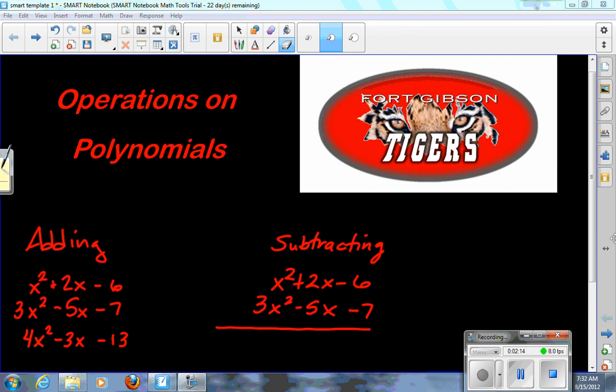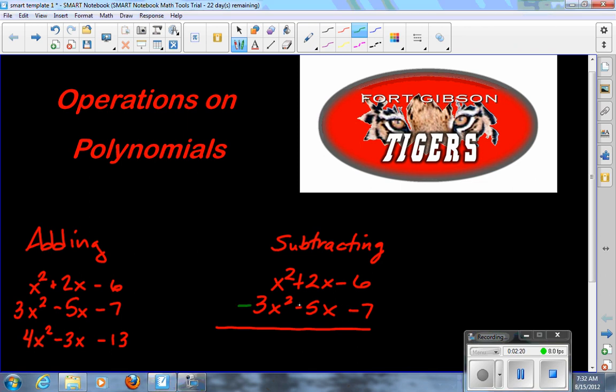The other way to do it is if you literally run your negative sign all the way through here. And so this one would change into a positive, and this one would change into a positive. And then you just treat it like you're adding after that. And some people prefer that.